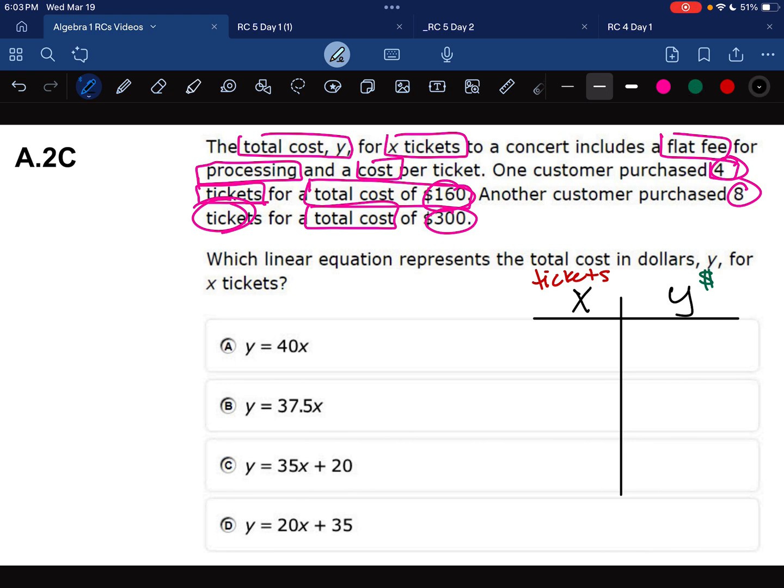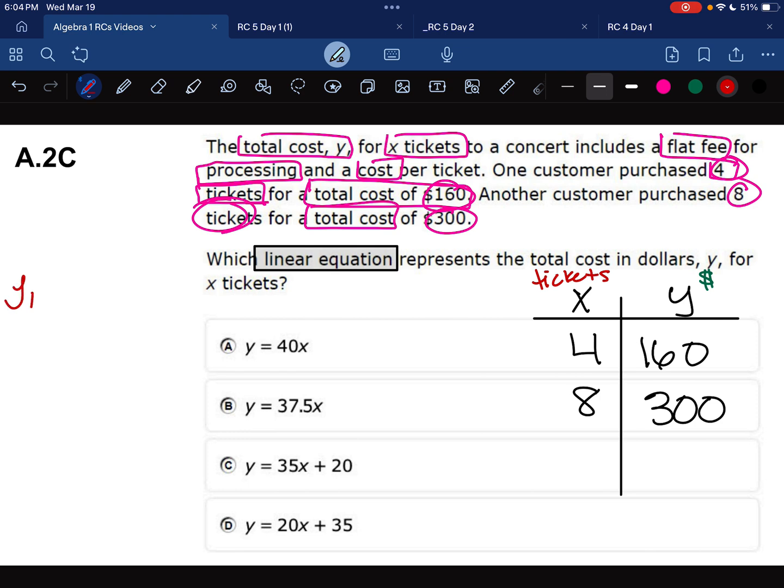So for 4 tickets, how much was the total cost? $160. For 8 tickets, it was $300. The question is asking for which linear equation. So that keyword, linear, when I plug this into Desmos, what formula am I going to be using to help me create my equation? You're absolutely right. I would be using y = mx + b. That's what I will be using to help me solve this problem.